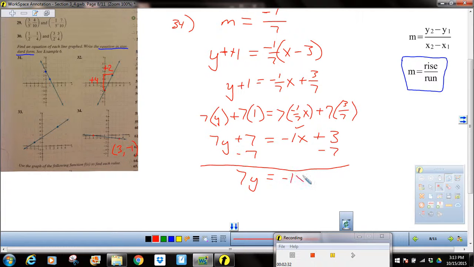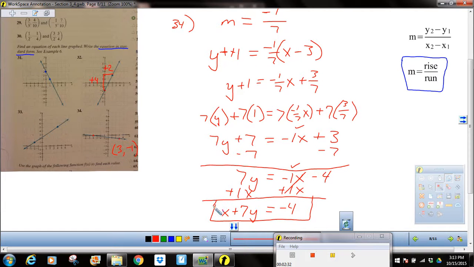I forgot that we were doing standard form. The negative 1x is on the wrong side, so I will add 1x to both sides. Because I'm doing standard form, I'll put the x term first. 1x plus 7y is equal to negative 4. And that's about as bad as I get.